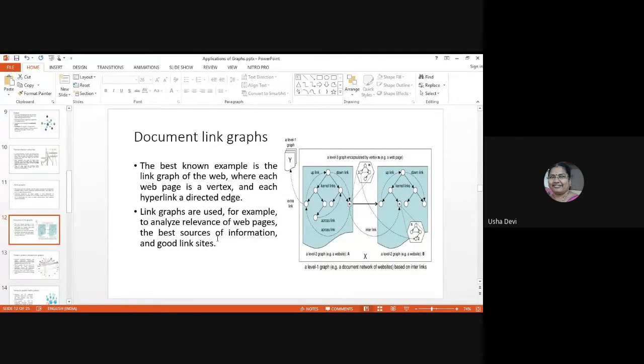Similarly, best sources of information, where are they? You can easily analyze that with the help of the document graph. Similarly, good link sites are given by the document link graph. So that is another kind of application of a graph.